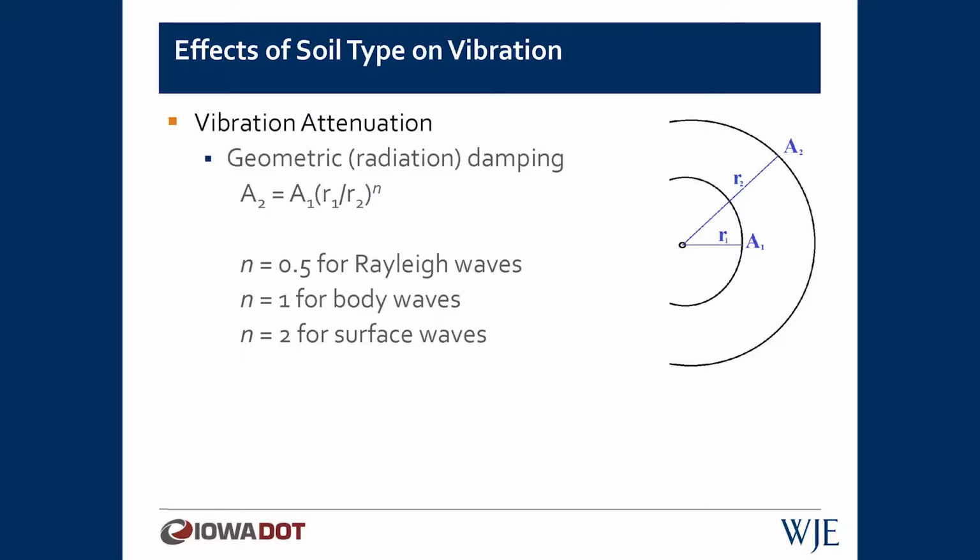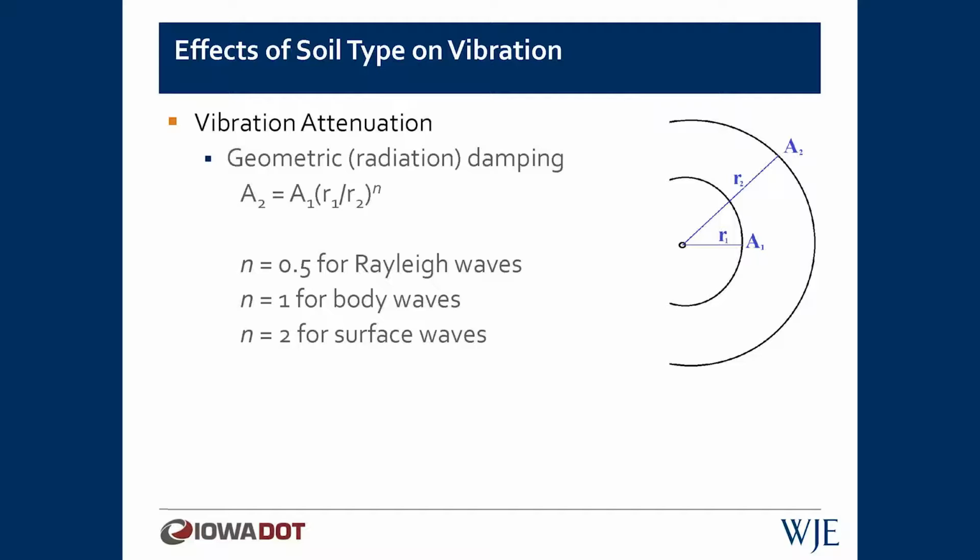Talking about vibration attenuation, there are two basically different methods that lead to attenuation of vibrations with distance traveling through soil. The first is geometric or radiation damping. It's basically due to the fact that as vibrations travel from the origin, they are spreading out over either a spherical or circular area, and so the energy dissipates with distance.